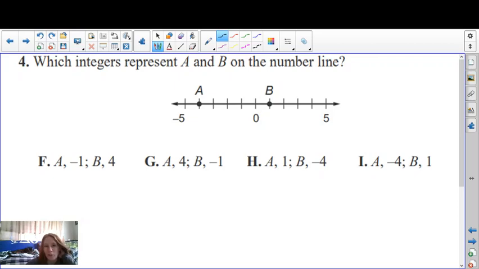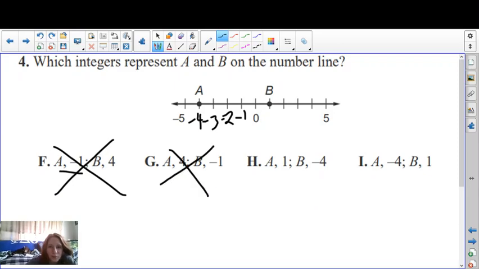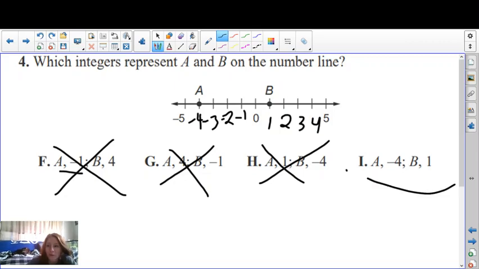Which integers represent A and B on the number line? Here it says A is negative 1. Let's start by labeling. Here's negative 1, negative 2, negative 3, negative 4. Well, A is not at negative 1, A is not at positive 4, A is not at positive 1. Okay, so I'm left with the remaining choice. Let's double check. I've got 1, 2, 3, 4. Yep, B's at 1. So my answer should be that one.